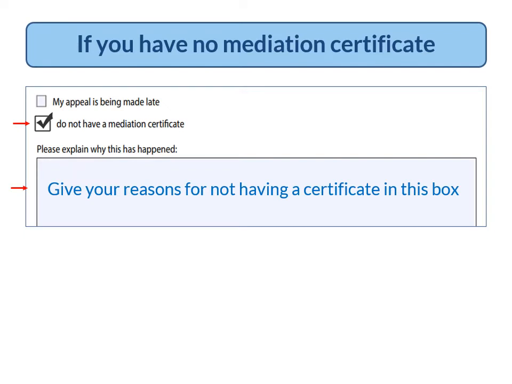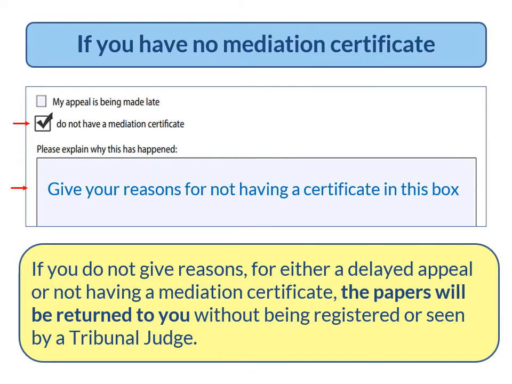This next part of Section 3 is only if you don't have a mediation certificate. If this is the case for you, tick the box and give your reasons explaining why you don't have a certificate. If you don't give your reasons for either a delayed appeal or not having a mediation certificate, the papers will be returned to you without being registered and without being seen by a tribunal judge, and this will delay your appeal.